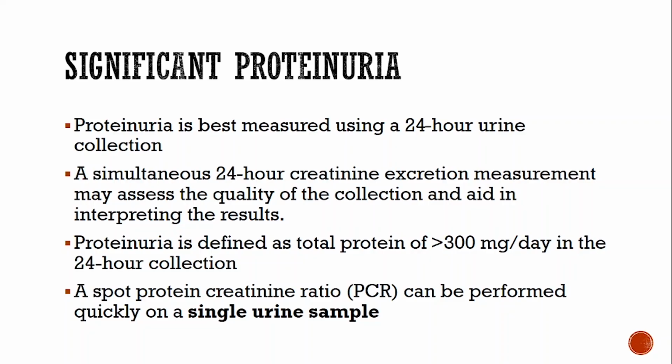Now, let us look at significant proteinuria. Remember, we said in the beginning of this lecture that the presence or absence of proteinuria is not necessarily key for the diagnosis of preeclampsia. However, we must be able to ensure that there is either proteinuria or not. It is important, and we'll see why it is still important for us to ensure that there is significant proteinuria.